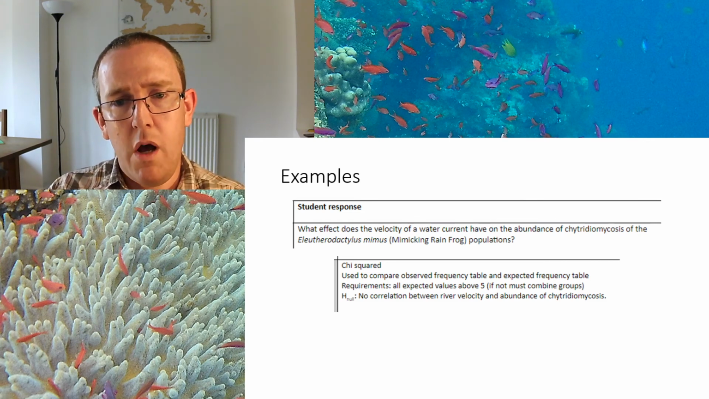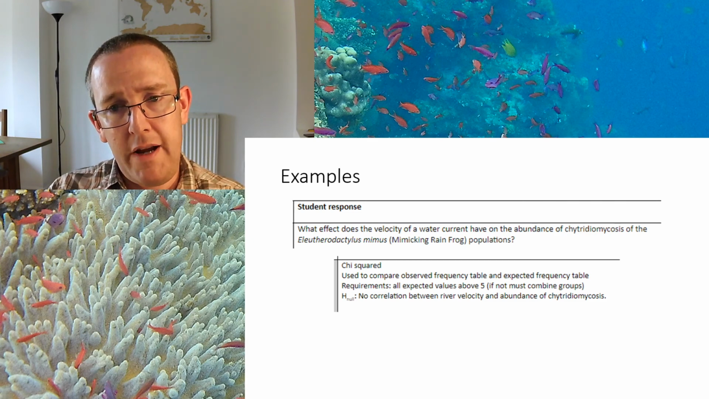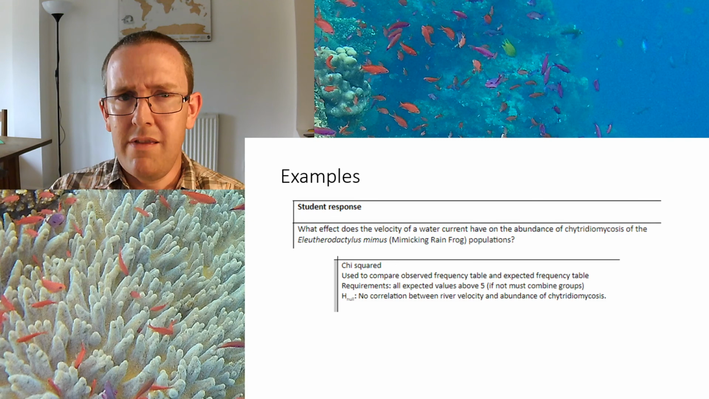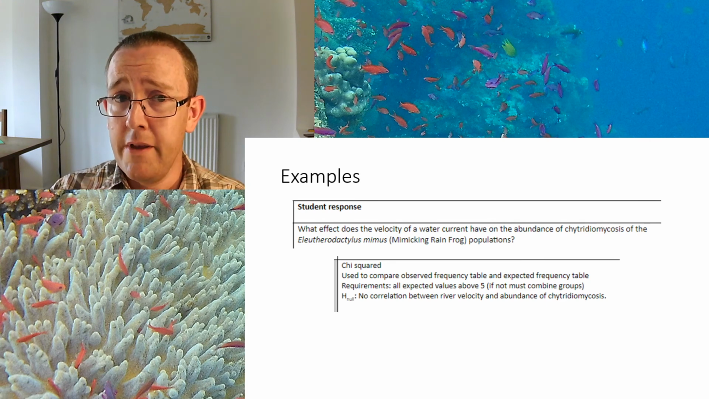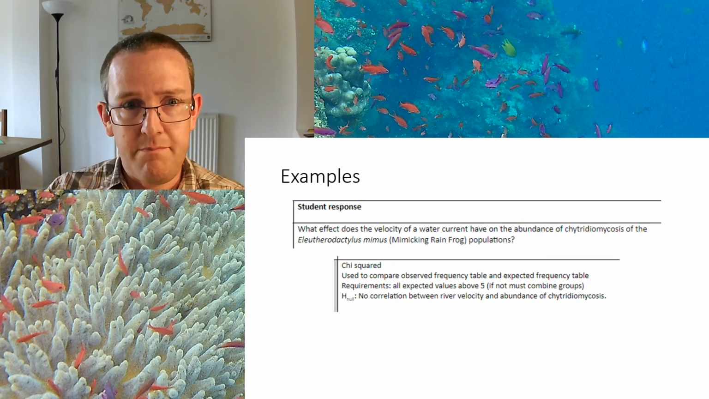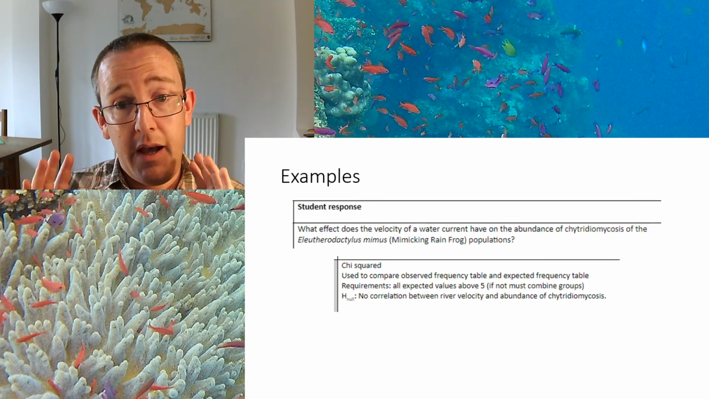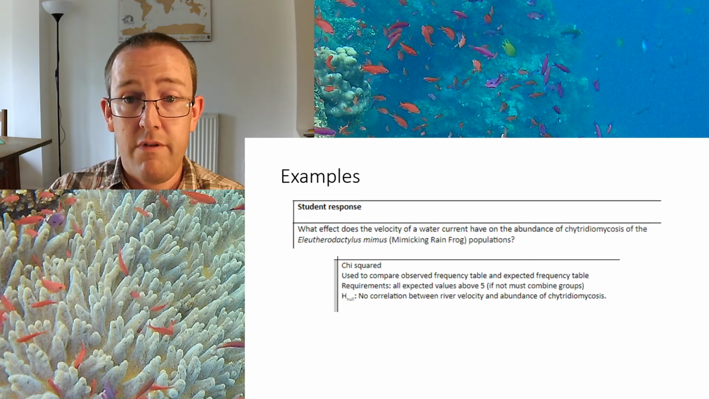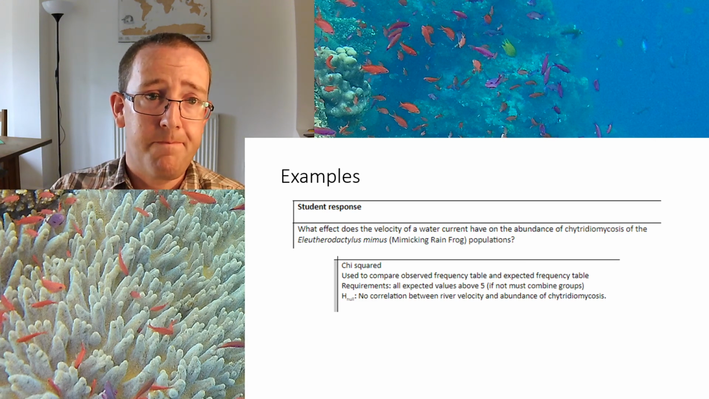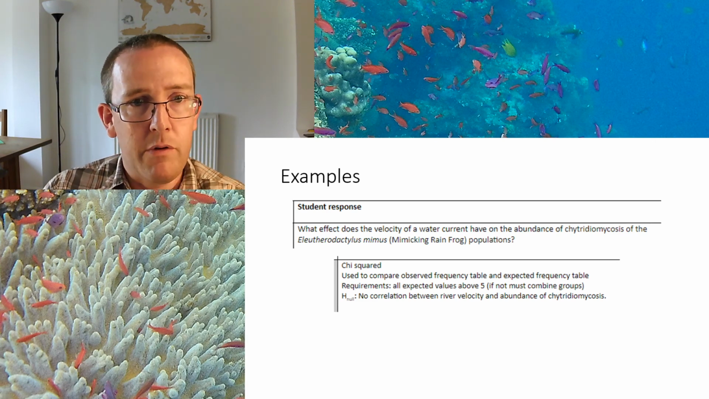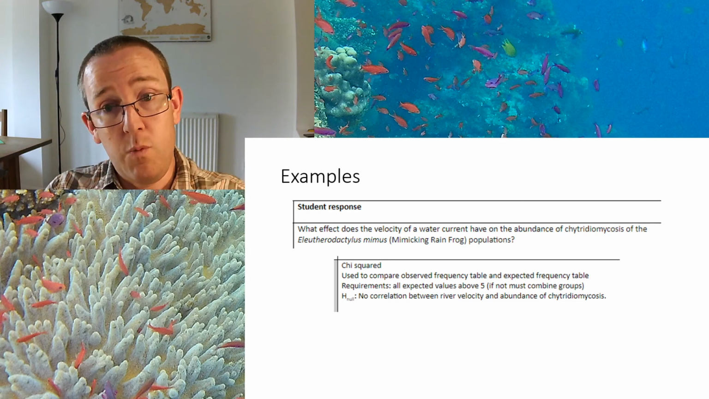And then it says requirements, all expected values above 5. If not, must combine groups. I think I know what you're getting at there, and I think there's perhaps a little bit of an introduction of some bias, of some problems in that. But I wouldn't necessarily do that if that means what I think it means. And then the null hypothesis is no correlation between river velocity and the abundance. Yeah, absolutely right. I'd have a question about how we measure the abundance, but yeah, that's exactly what the null hypothesis should be. So nice work there.